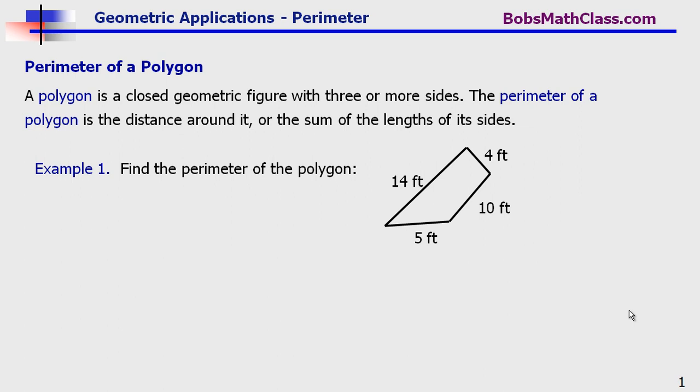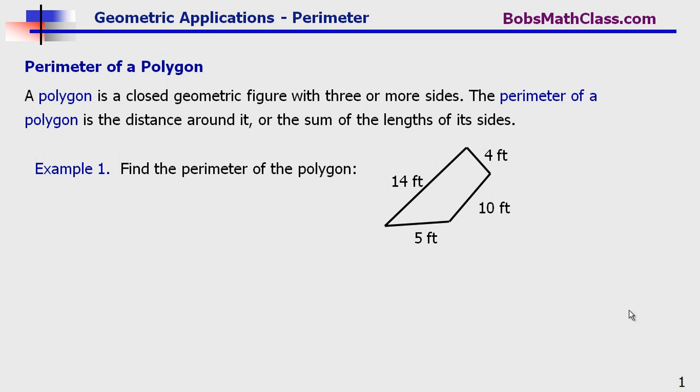So it's just any closed shape with sides. That's what a polygon is. It could be a triangle, it could be a rectangle, an octagon, many types of shapes are polygons. Find the perimeter of the polygon.